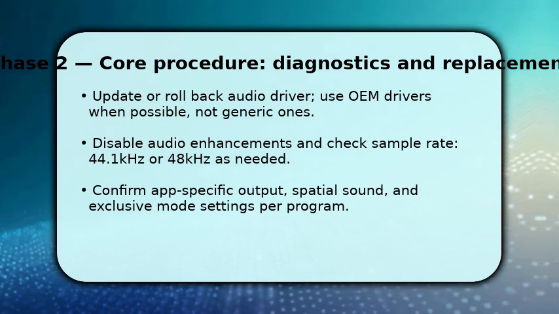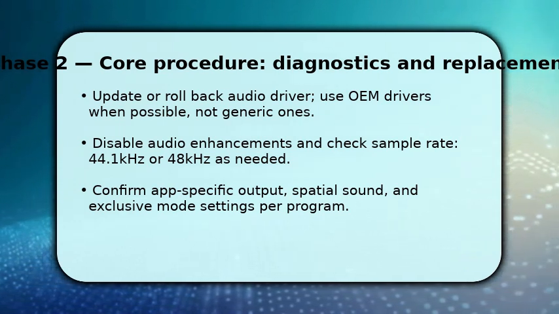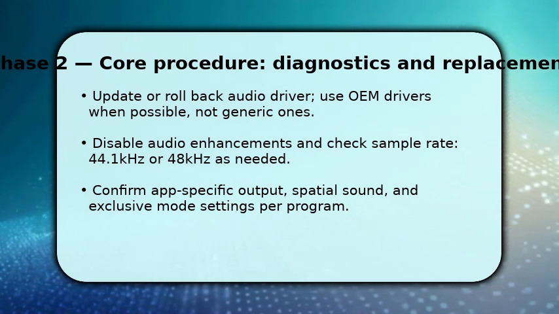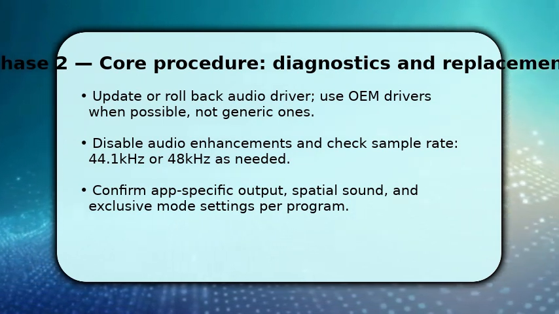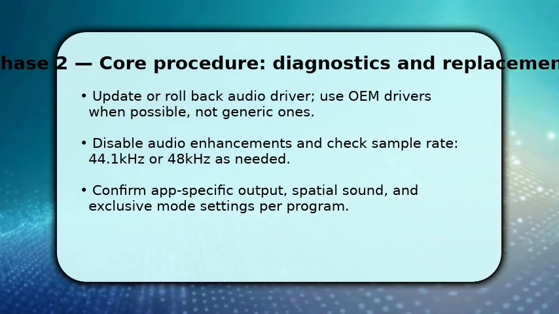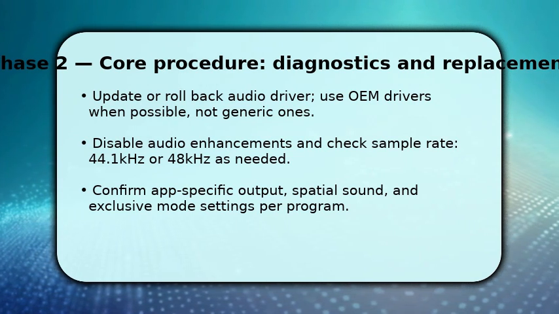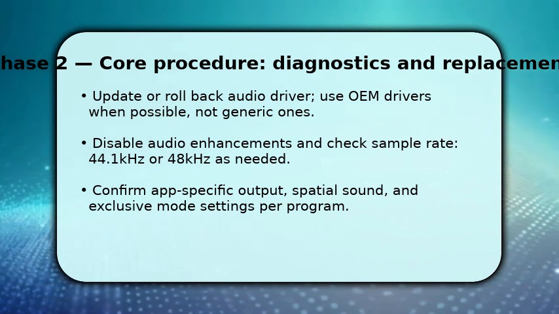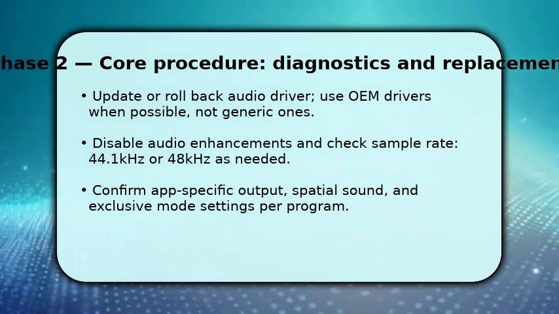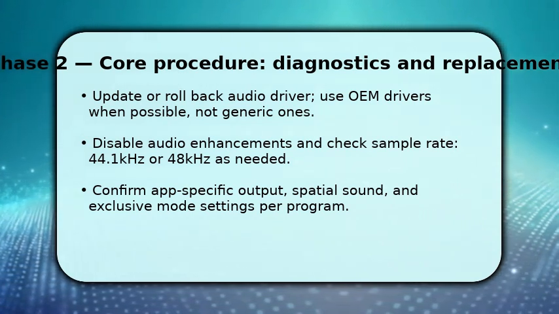Once drivers are stable, disable audio enhancements. They can introduce latency or clipping. Then check the sample rate and bit depth in advanced device properties, match media or streaming source, for example 48K HC. Finally, verify app-specific output routing and turn off exclusive mode if an app is hijacking the device.